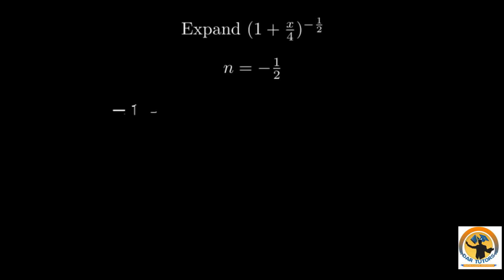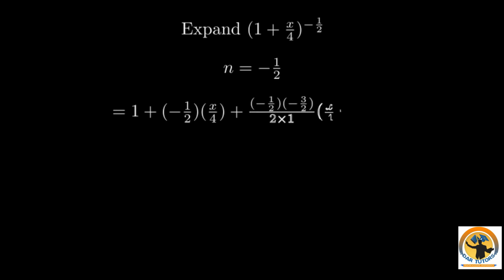The expansion is 1 plus n times x over 4 plus n times (n minus 1) over 2 factorial times (x over 4) squared. Substituting n equals negative 1/2, we get 1 plus negative 1/2 times x over 4 plus negative 1/2 times negative 3/2 all over 2 times (x over 4) squared.